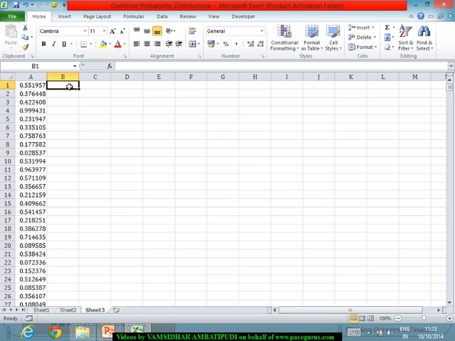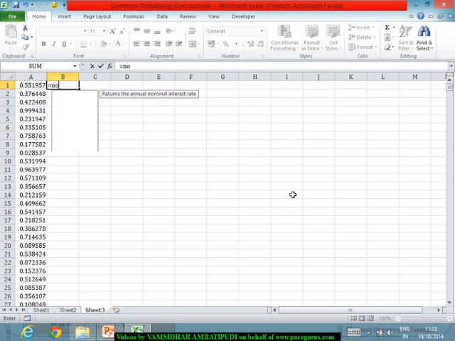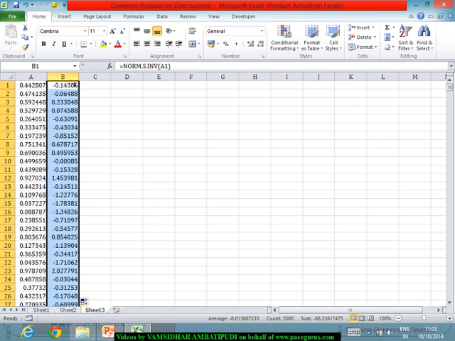Now what I can do is convert them into standard normal generated random observations by using the inverse of the normal function. So I'll use NORMSINV as a function and map it to this particular probability. Whatever numbers I am getting here follow a standard normal distribution.